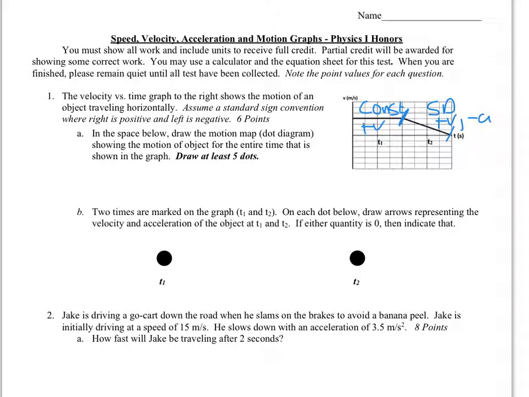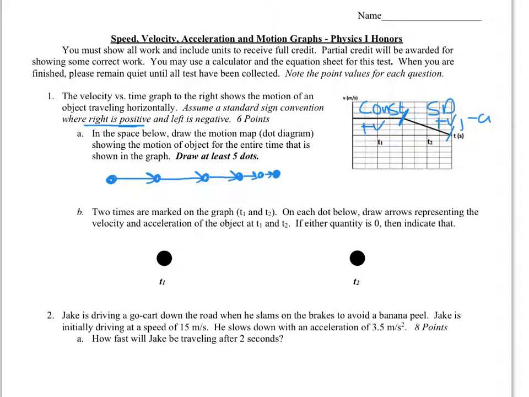So in order to draw this dot diagram, I want to show constant positive velocity, which means going to the right, as it tells us up here with our sign convention. And so I'm going to have my dots evenly spaced initially, going to the right. And then I'm going to begin to show slowing down, so the dots are going to get closer and closer together, like that.